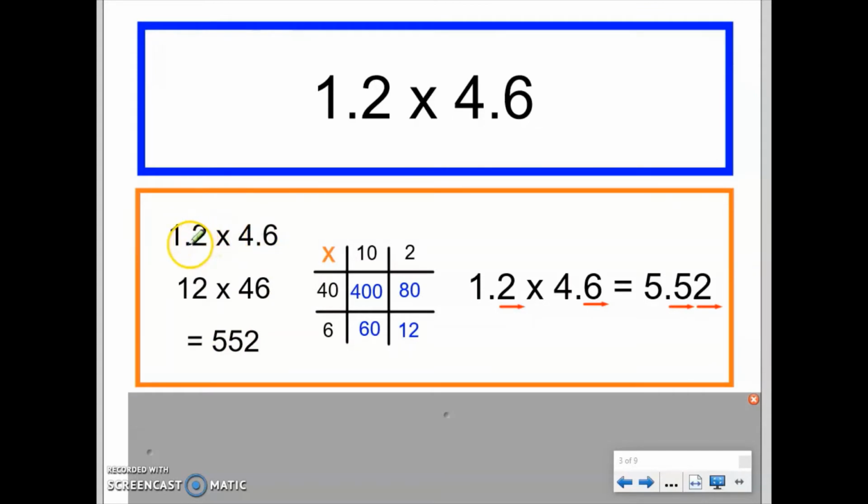And I've removed the decimal points. I've ignored the decimal points in the question. So I'm ending up calculating 12 times 46. That's going to give me 552.